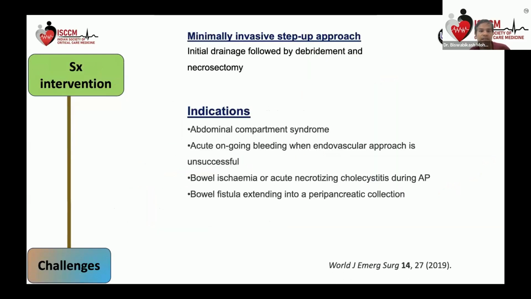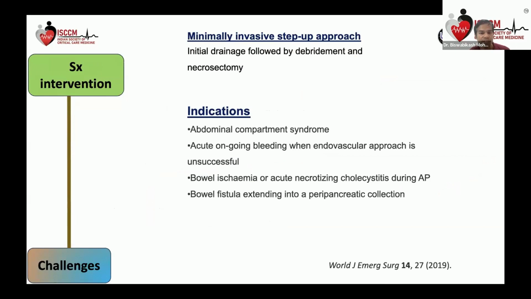Now, the surgical intervention, what is surgical intervention? Usually nowadays they are going for a minimally invasive step-up approach. That means surgery should be minimally invasive rather than open surgery, and the step-up approach is initial drainage followed by debridement and necrosectomy if possible.